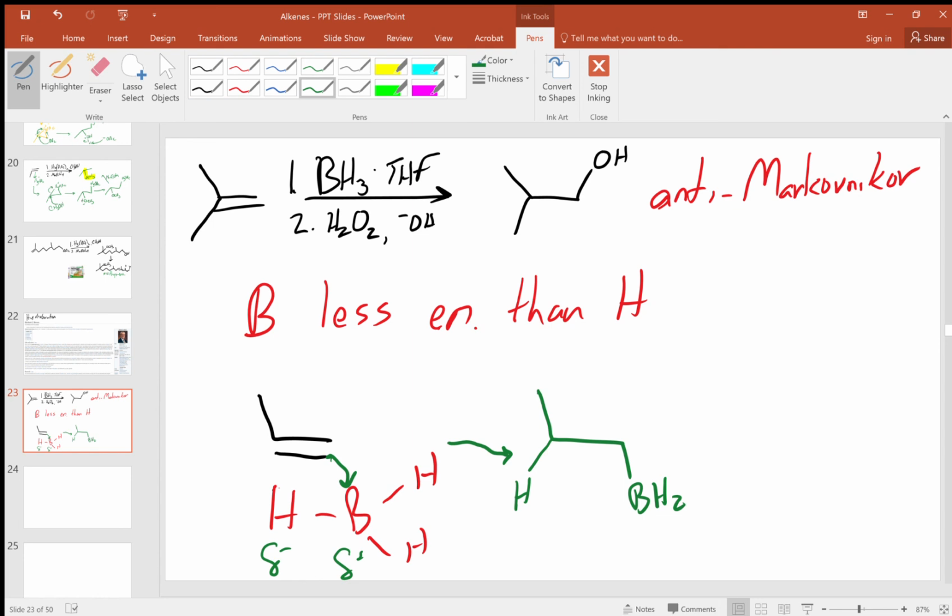But because this boron still has hydrogens on it, it's going to keep reacting. And it can add another molecule of the alkene. And as long as it still has hydrogens, it can do it a third time. To give us a boron where now all three hydrogens have been used up and the boron is now bonded to three carbons.